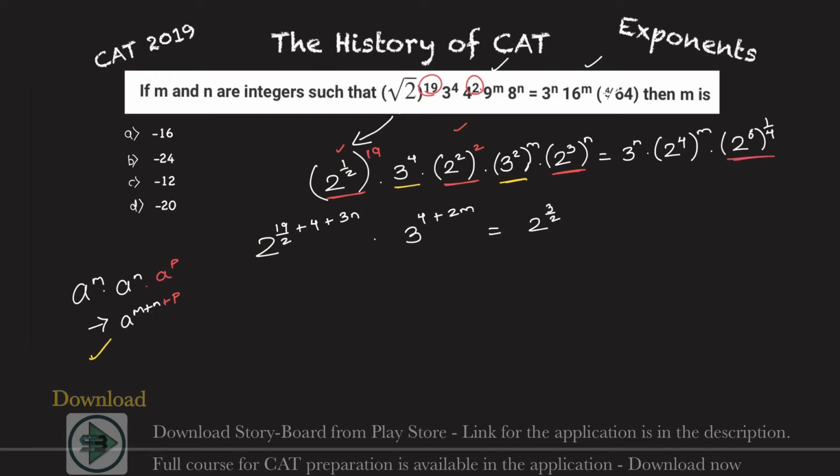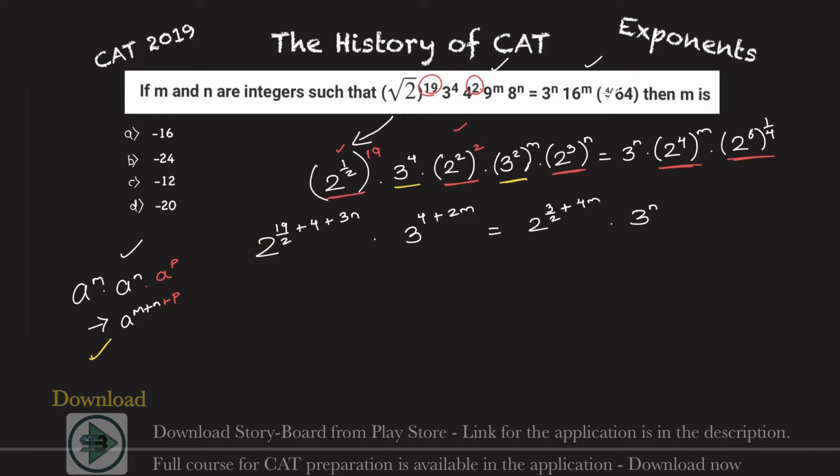2 3s are 6, 2 2s are 4, plus 4m. So let's just keep it like this, plus of 4m. I again applied the same formula, into 3 raised to n. So that's the maximum that I can get from all this.